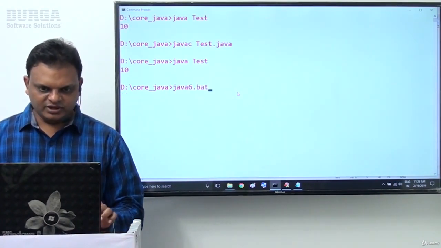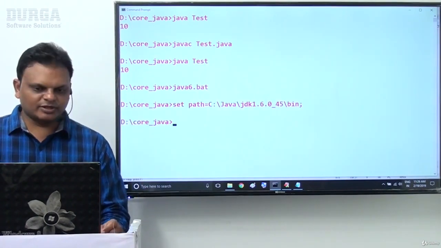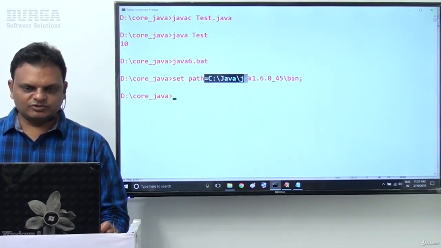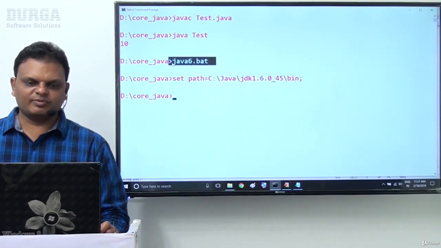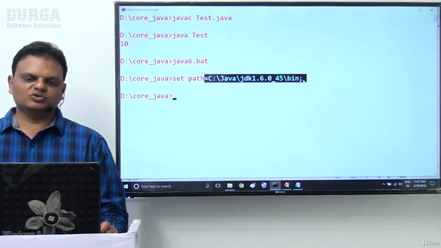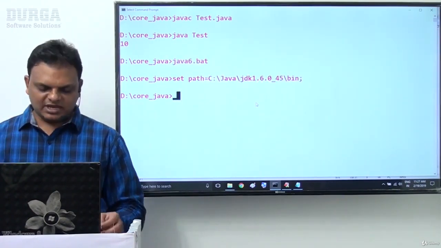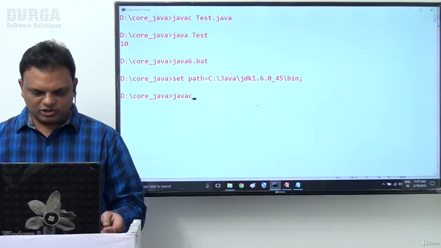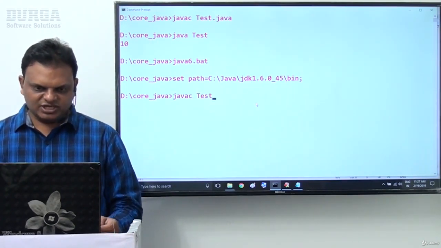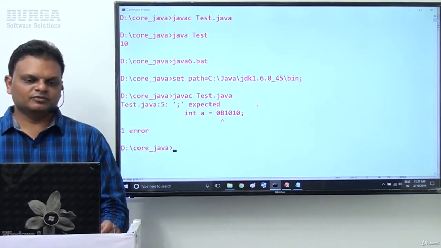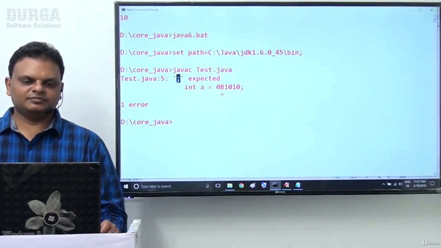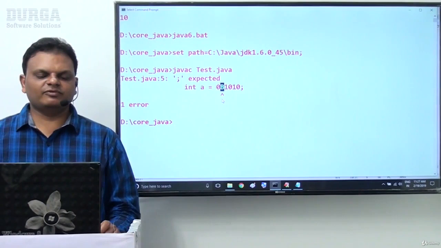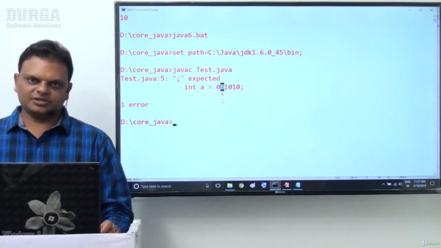Listen carefully. Which version of Java am I using at present? If you observe, I executed this Java 6 bat file. Which version of Java am I using now? Java 6 version. I want to compile the same program in Java 6. Java C space test.java. Now here we are getting a compilation error. When we provide this 0b, we get a compilation error.